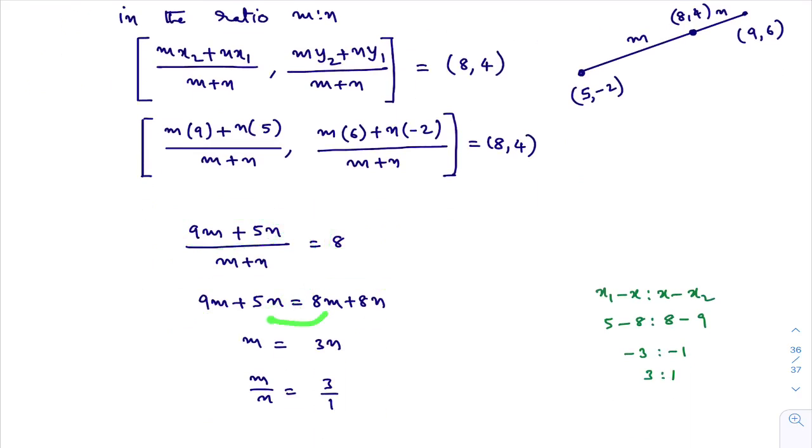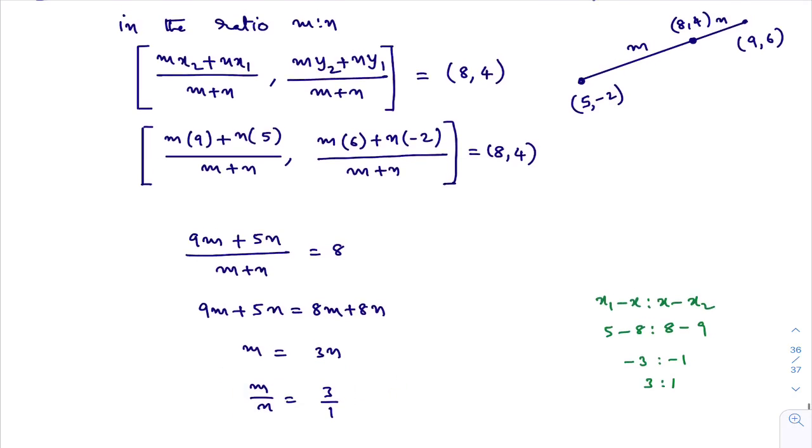Now take 8m to the left hand side. 9m minus 8m is m. Now take 5n to the right hand side. 8n minus 5n is 3n. Now from this, what is m by n? m by n is 3:1. This is the direct method of doing this problem.